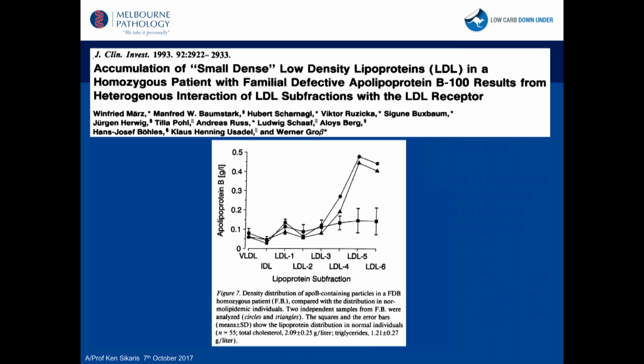In familial hypercholesterolemia, the LDL particle that accumulates the most is these small dense particles, LDL 3, 4, 5 and 6. The small particles are what accumulate. The disease of familial hypercholesterolemia is not a disease of LDL, it's a disease of small dense LDL.